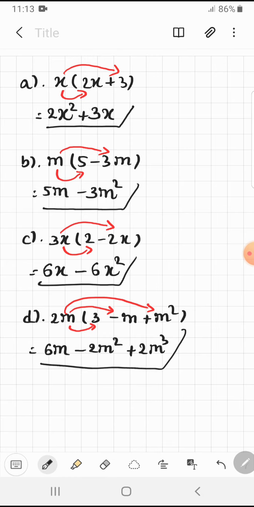So to sum up, to expand the algebraic expression, we follow the same rule. If we have the term outside the bracket and inside the bracket we have 2 terms, you multiply 2 times. And if you have 3 terms inside the bracket, we multiply 3 times. Or if we have 4 terms inside the bracket, we multiply 4 times.